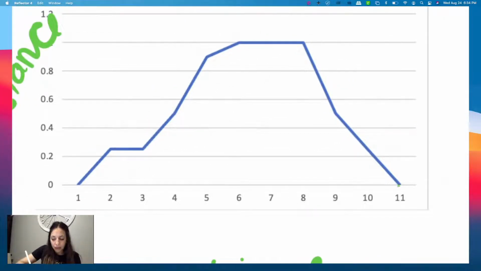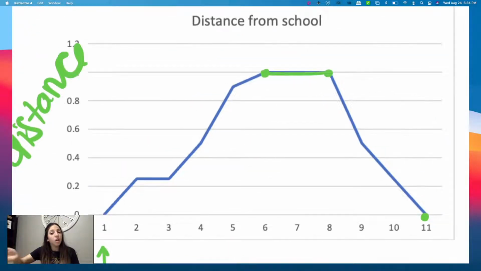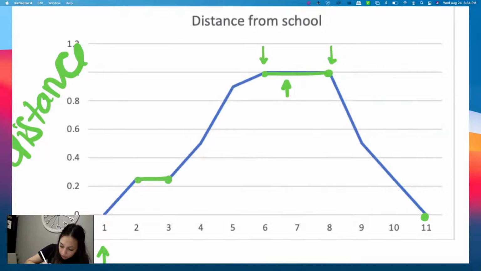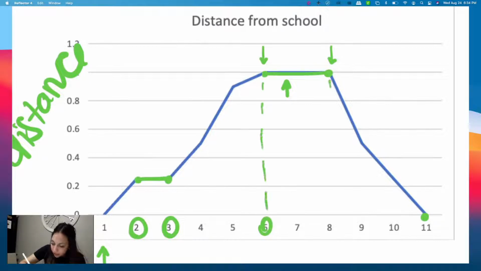I'll give you a clue. It's not here. It's when the line is straight. Why is it when the line is straight? Because they're still marching. They are still a mile away from school here, but they were a mile away from school at that point. And they were a mile away from school at that point too, which means they weren't going anywhere. Their distance did not change, but they were still marching in place. So it happened between the 2 and the 3, and it happened between the 6 and the 8.